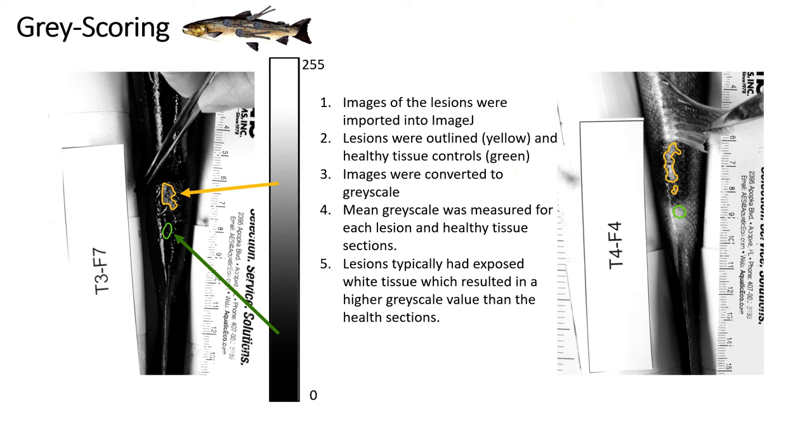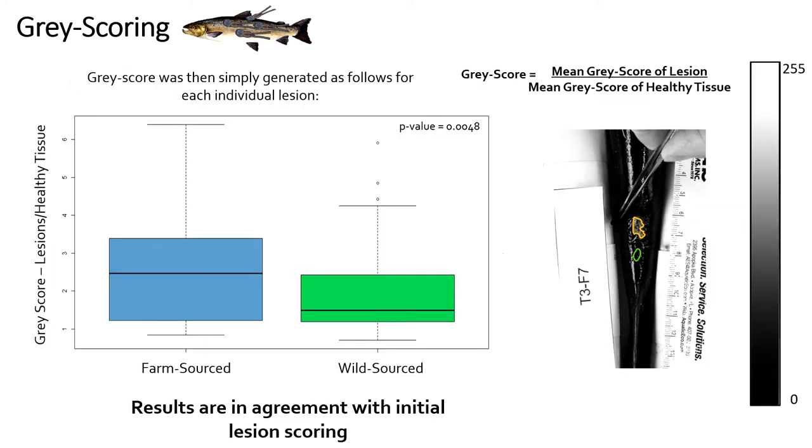So you'd have a mean grayscale measured for each lesion and the healthy tissue sections. Lesions are typically exposed white tissue. There is usually some discoloration, which made it a little bit easier in this grayscale to identify them. And then similar to what Dylan saw in the gross scoring without using ImageJ analysis, again, the lesions were significantly greater in the farm source lice compared to the wild source.